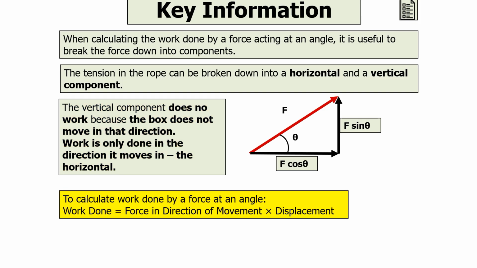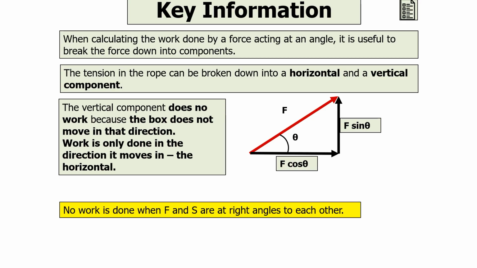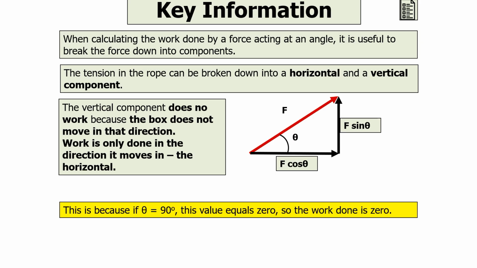Now we calculate work done by a force at an angle by saying work done is force in the direction of movement times by the displacement, which is most likely the horizontal. So W is equal to Fs cos theta. Now no work is done when F and S are at right angles to each other. This is because if theta equals 90, well then cos 90 equals 0, so no work is done.